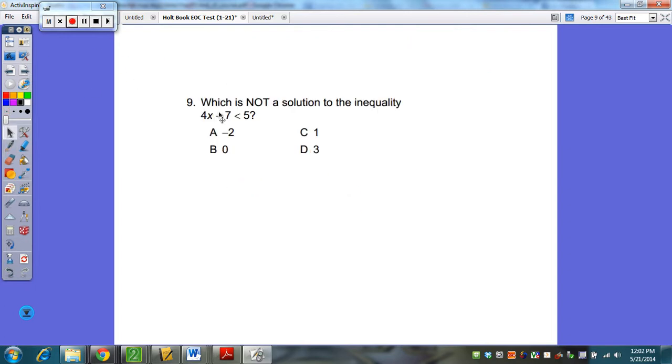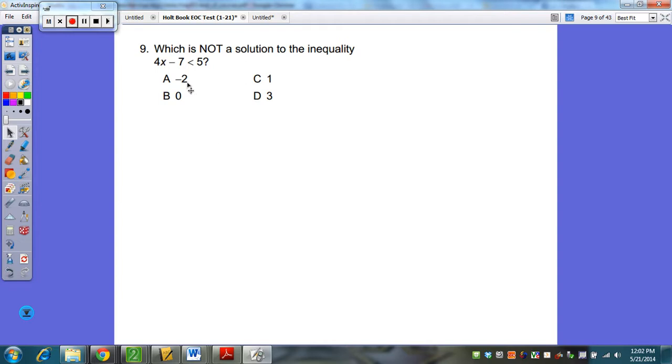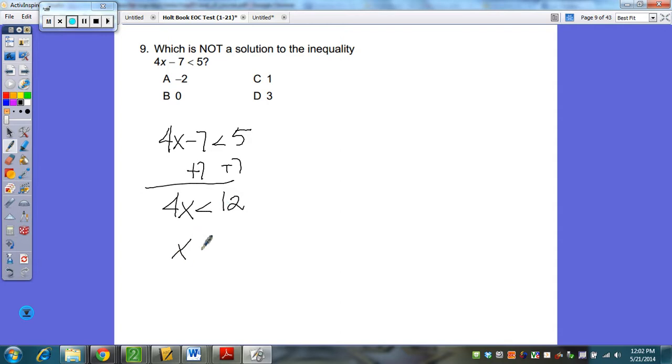Which is not a solution to the inequality. Well, all we want to do here, we can solve this pretty easily. We could say 4x minus 7 less than 5. So if I was to add 7 to both sides, we get 4x is less than 12. So x is less than 3. So I want to find all values of x that are less than 3.